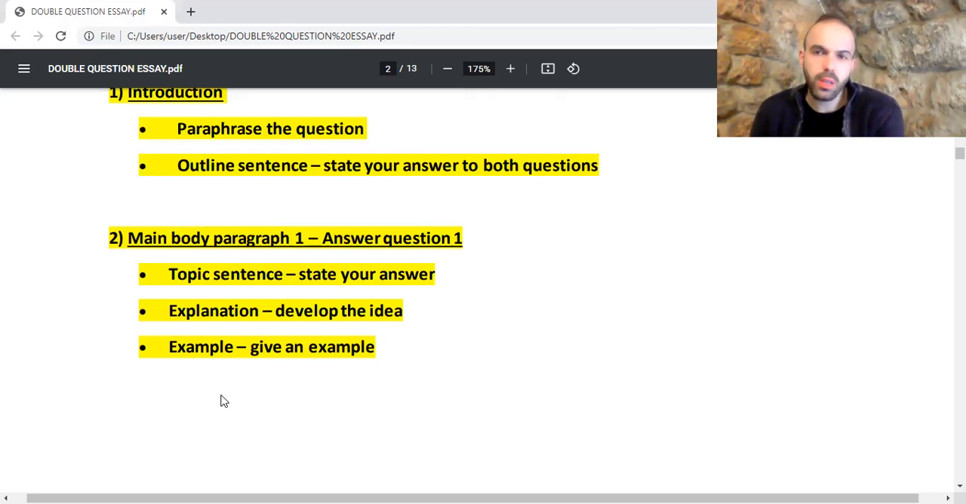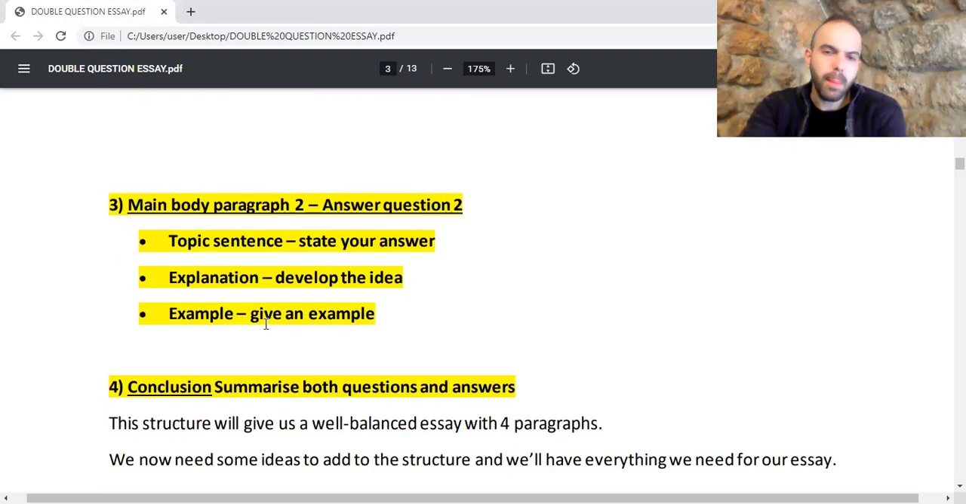So don't stress yourself about thinking about a super genuine example. Don't worry about this. Just try to make something relevant to the actual overall meaning or the overall topic of the sentence. Moving now to the main body paragraph 2, where we have to follow the same strategy. So main body paragraph 2 will be the answer of question 2.